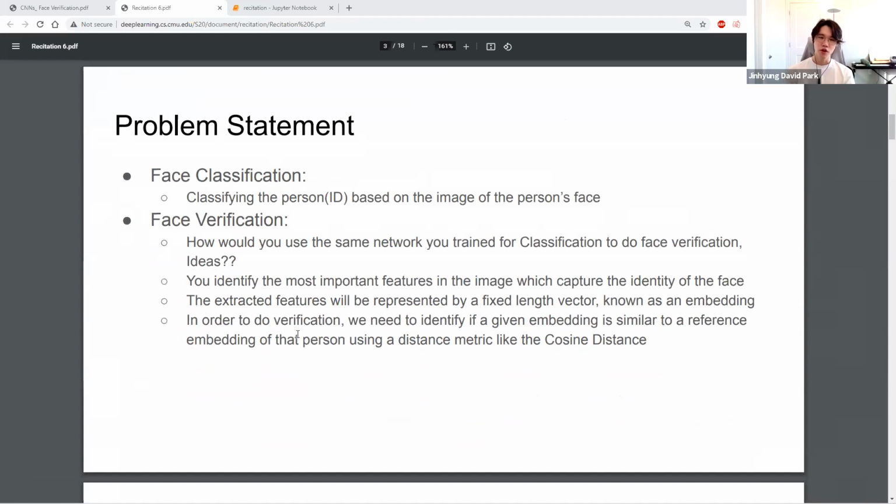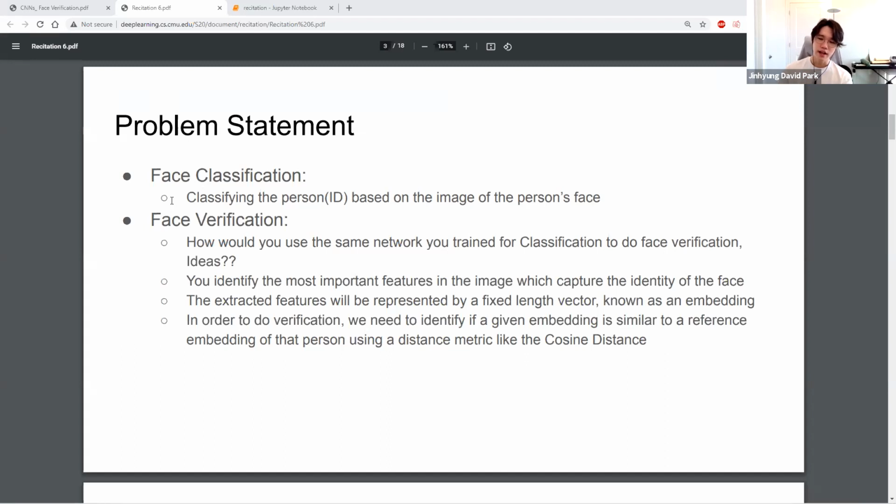So the problem statement for homework 2 is you will be given 2 tasks. First is face classification. So given an image, you want to classify which identity or which person that face is. And this is very similar to what you were doing for homework 1 part 2, where you are given spectrograms and you have to classify which phoneme. It's the same classification problem, except you will be inputting images instead of spectrograms, and you'll be using CNN instead of MLPs. The second task here is face verification.